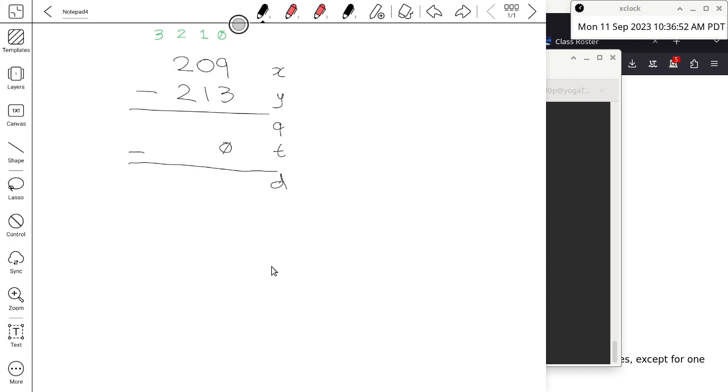So the first thing is, what do we put here? In other words, what is 9 minus 3? Okay, that should not be a difficult question. What is 9 minus 3 in base 10? 6, okay, that's an easy one. And then what is 6 minus 0? That's another 6, okay, that's an easy one.